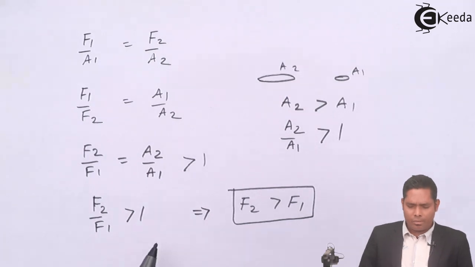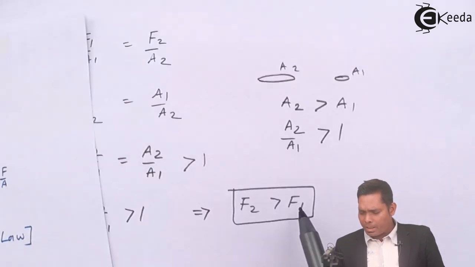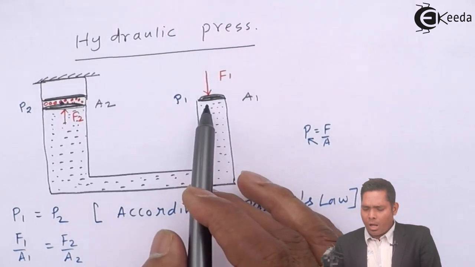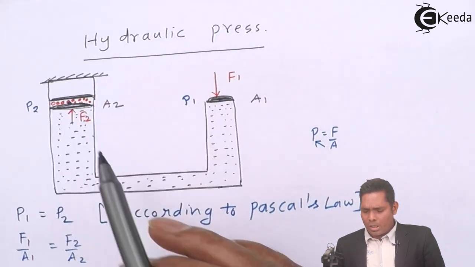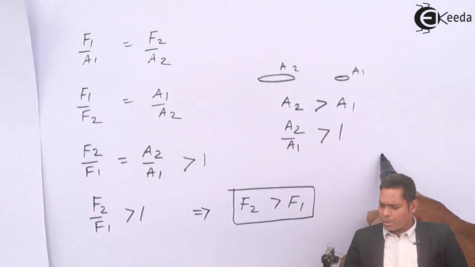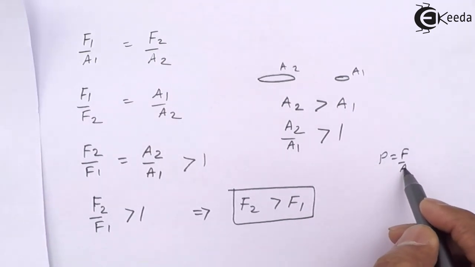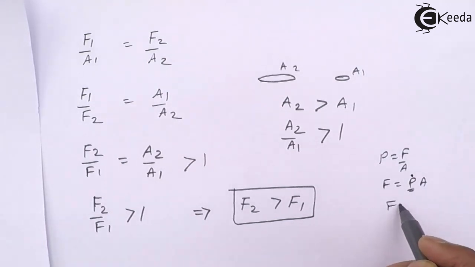What is the meaning of that? What is the use of this? The force that is developed here, F2, is much greater than F1. That depends upon how the area varies. At a given pressure, pressure is force upon area, and the force is pressure into area. For a given pressure, force is proportional to area.